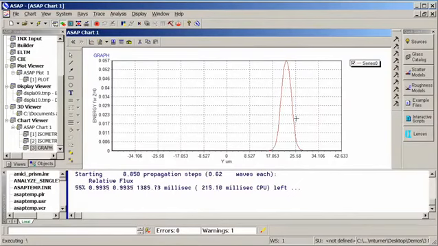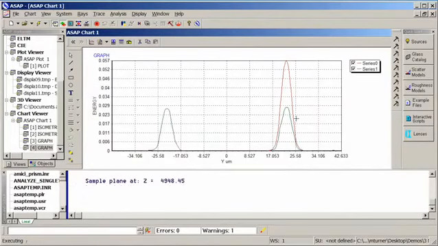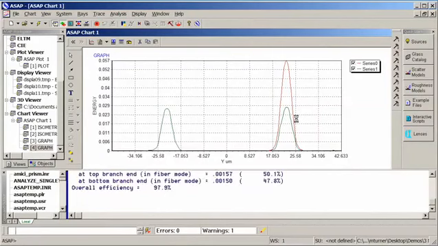There's our input mode. And here's at the output. What we see is we have the light almost evenly coupled into 2 separate output modes, with 50% of the energy in one mode and 48% in the other mode, for a total efficiency of approximately 98%.